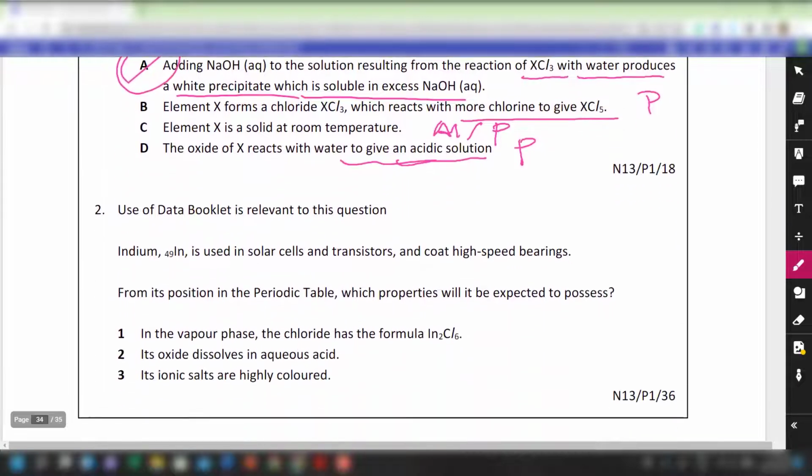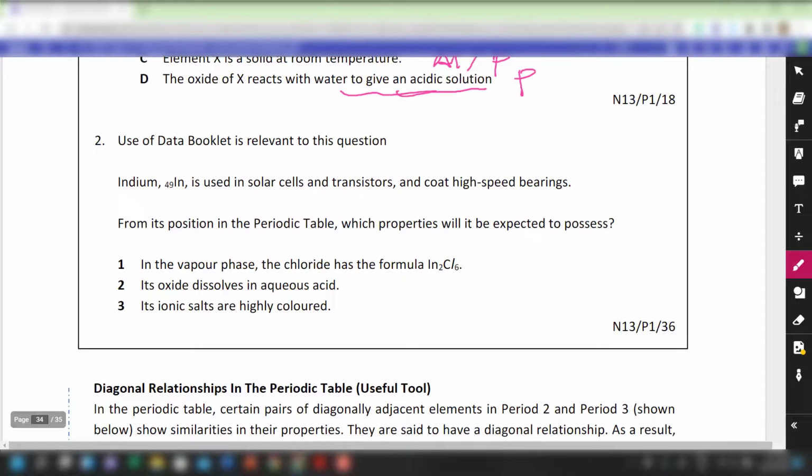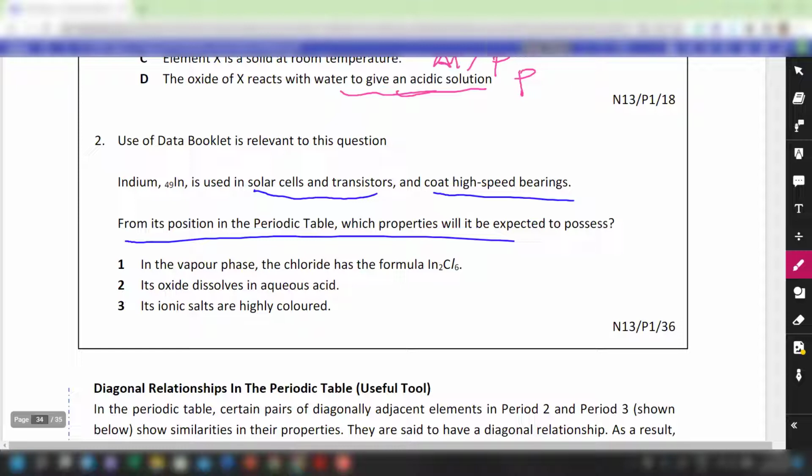Next we are going to look at question 2. For question 2, we were told that the use of the data booklet is relevant to this question. Indium, element 49, is used in solar cells and transistors, and coats high-speed bearings. From its position in the periodic table, which property would it be expected to possess?